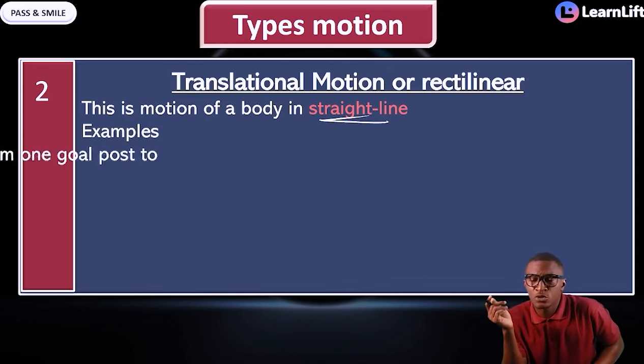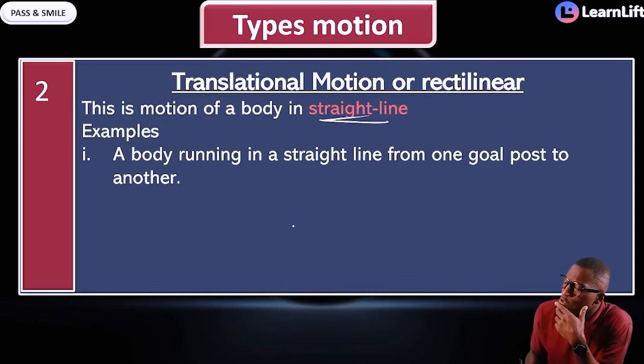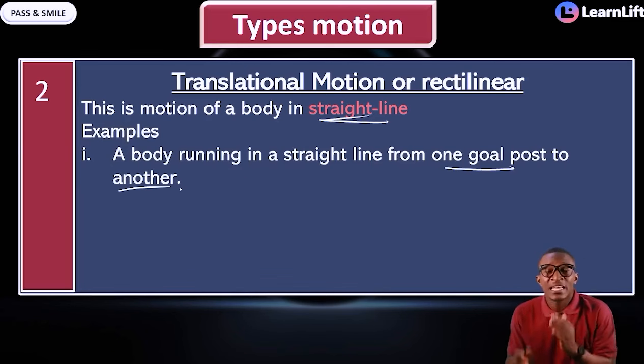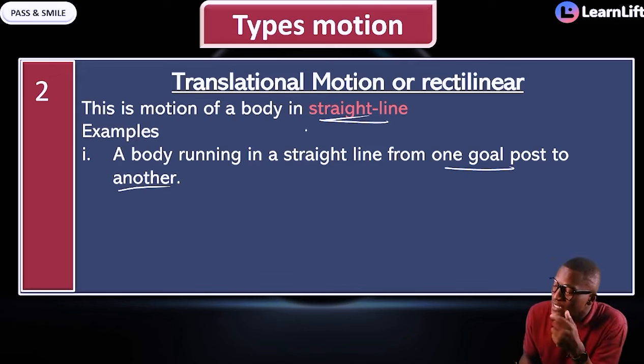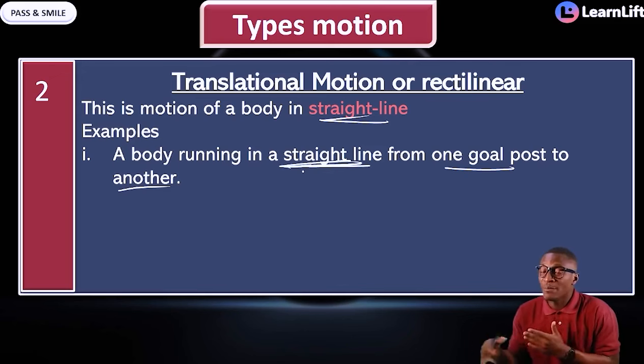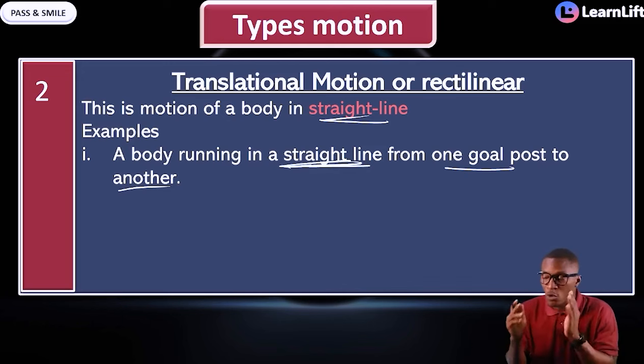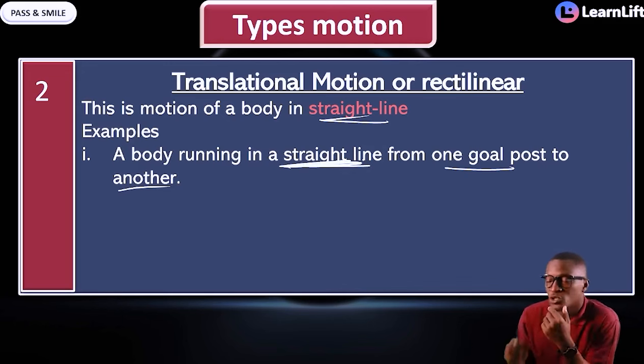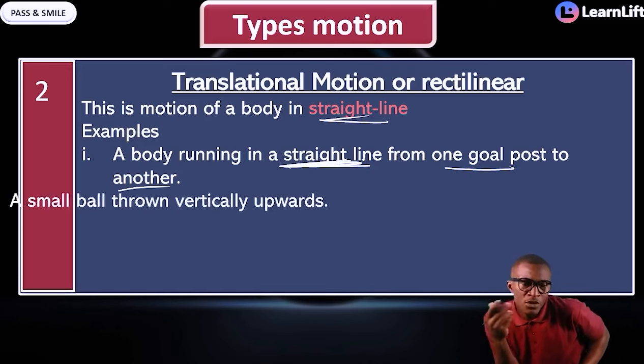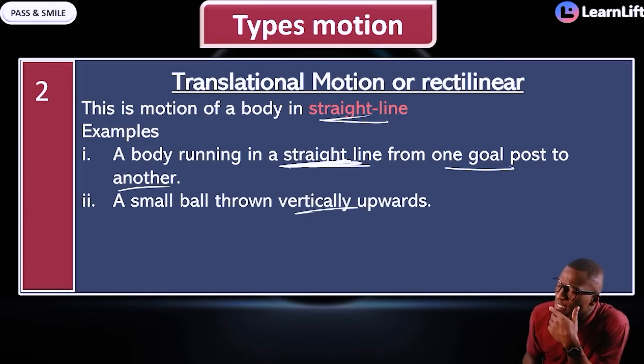And what are the examples of translational motion? Number 1, a boy running in a straight line from one goalpost to another. The guy is running on a straight line. Look at the word. The main thing we are checking here is straight line. We don't care whether the guy is running, because the guy can be running haphazardly in a random manner. But what we are checking here is that the guy is running on a straight line to the goalpost. Number 2, a ball thrown vertically upward.